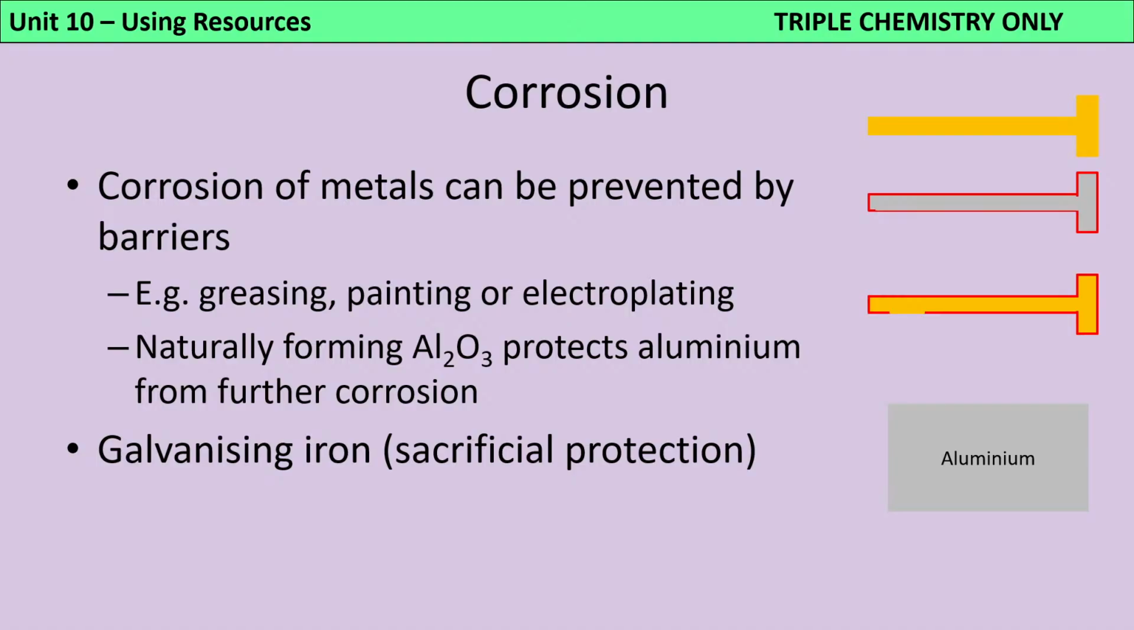Also, some metals form their own natural barrier, and aluminium is one example of this. So aluminium reacts very quickly with oxygen to make aluminium oxide, and aluminium oxide is very resistant to corrosion. So then no more oxygen can get to the aluminium because it can't get through the aluminium oxide.